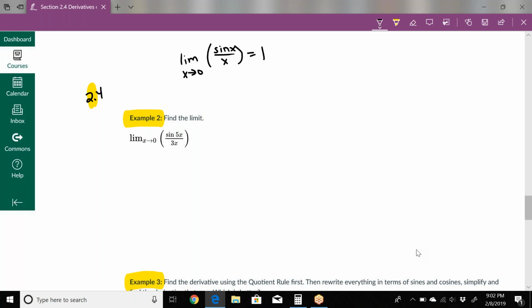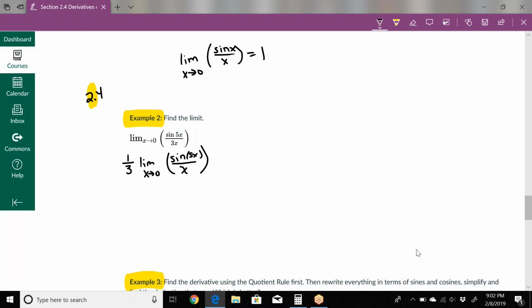And it works if the inside here matches the denominator. So the problem is these don't match. But one thing we can do with limits is we can pull out a coefficient. So if we pull out a 1/3, we get the limit as x approaches 0 of sine of 5x over just x. Now that still doesn't fix anything.